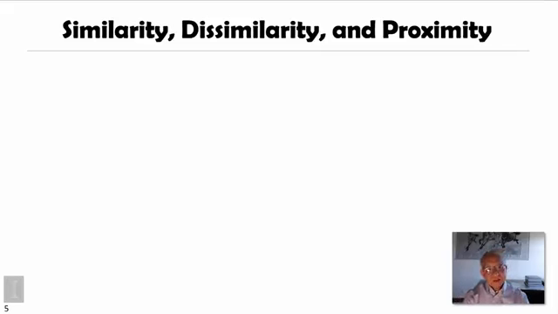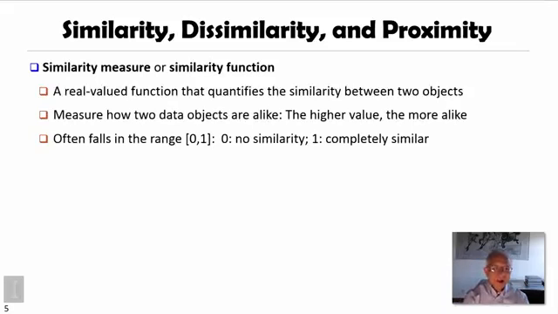For terminologies, people actually want to distinguish quite interesting similar things called similarity measure, dissimilarity measure, or proximity measure. What is similarity measure or similarity function? Usually, similarity function is a real value function to quantify the similarity between two objects. Usually, the higher value, it means more similar. So the value range is 0 to 1. 0 means there's no similarity. 1 means they are completely similar or they are identical.